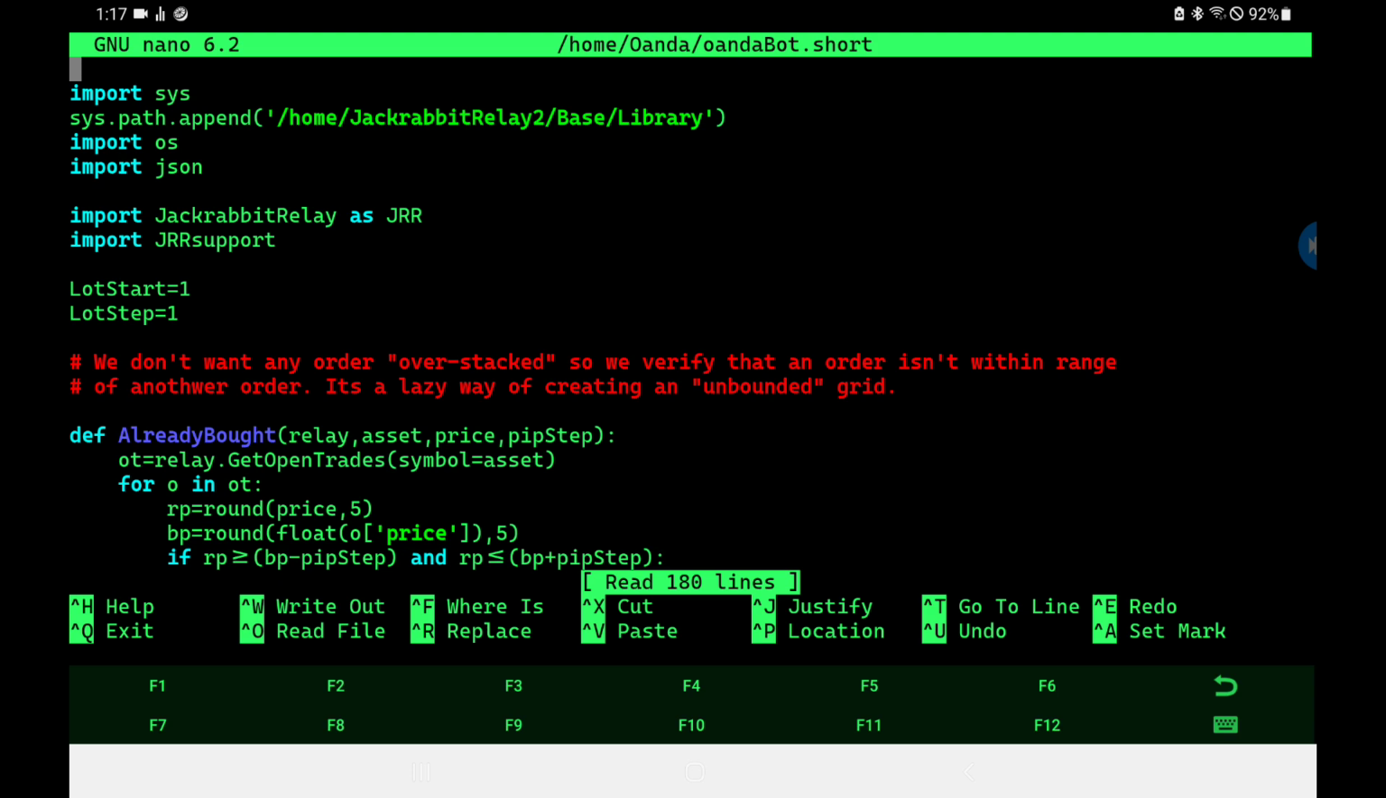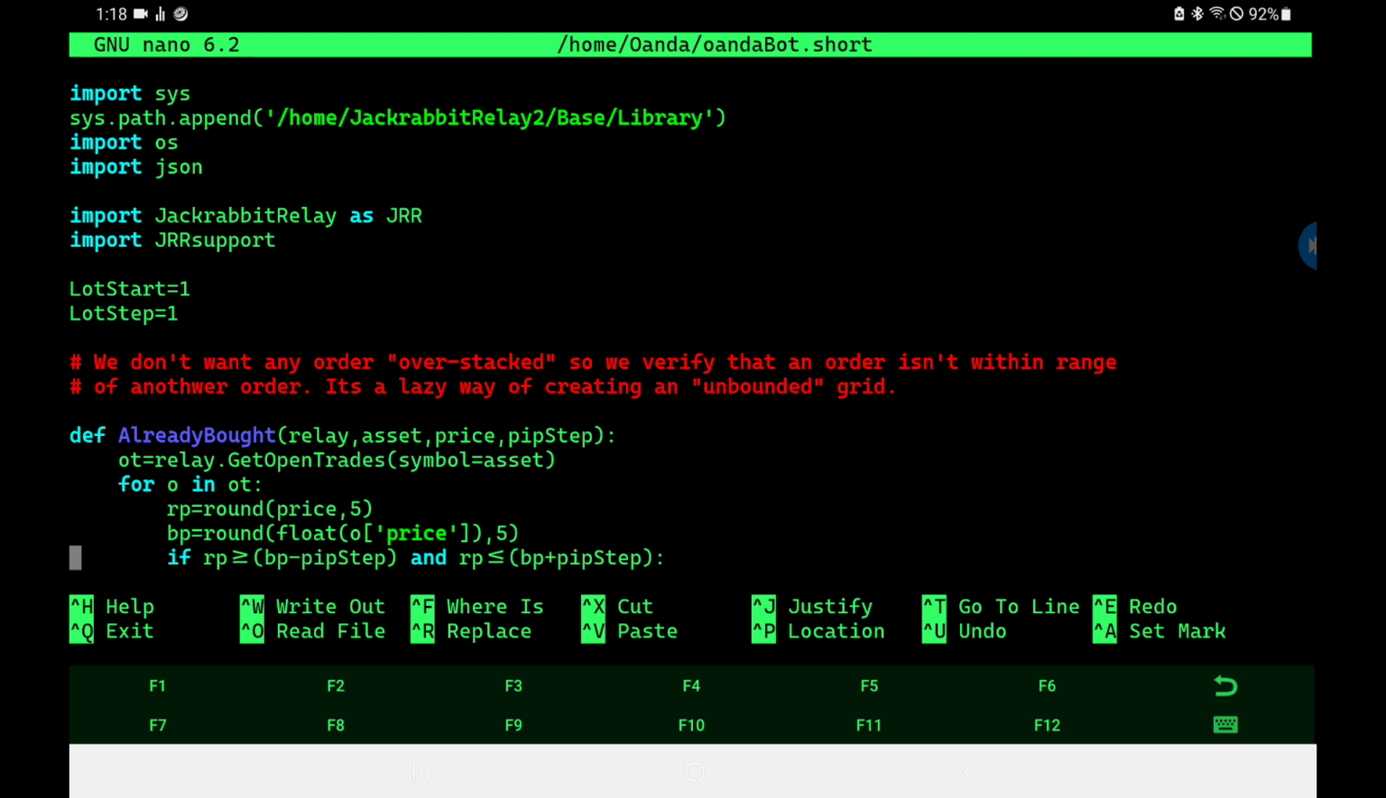So we have the basic starting point. We have all of our imports. And you see where I am referencing and using Jackrabbit Relay as the framework. This is what carries out all of the communications between Oanda and our bot. It makes the job a lot easier because all I have to do is focus on what the bot is supposed to do, the actual mechanical process the bot is supposed to carry out.